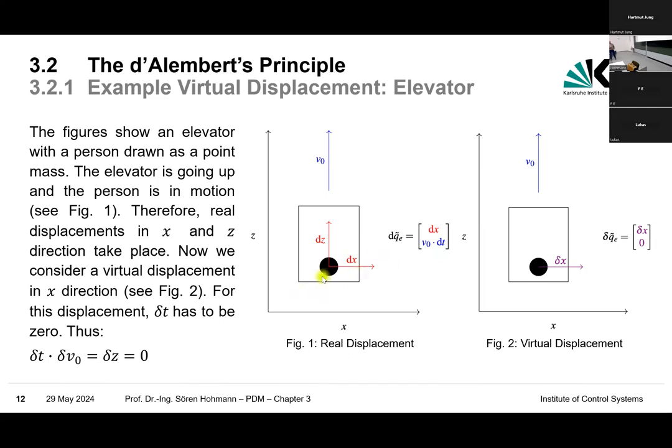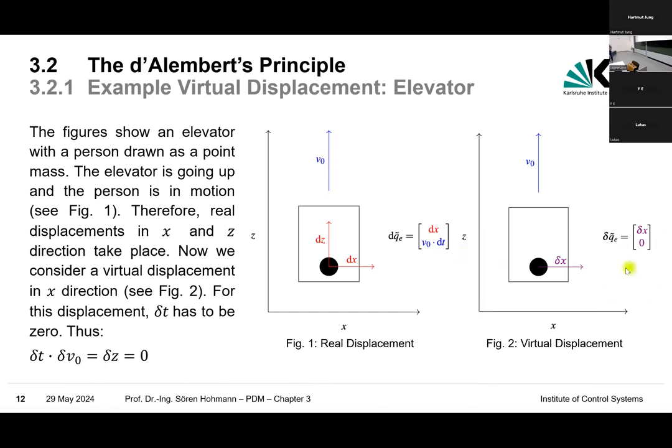So obviously you are somehow constrained to stay in the elevator. So if the elevator goes up, you also go up. And now we want to describe the real displacement, which is obviously dx, so your personal movement, a small portion of it, and the small portion of the movement of the elevator, which is the z direction, right? So we end up with v0 times dt. That's the small displacement of the elevator.